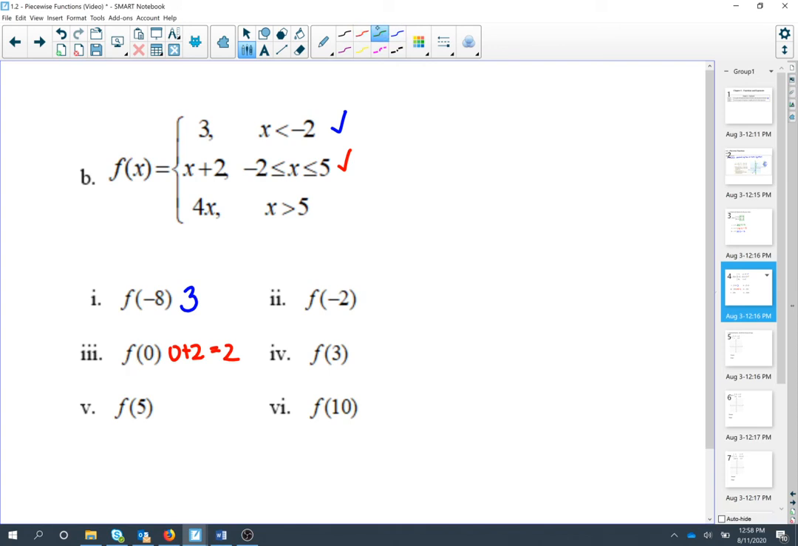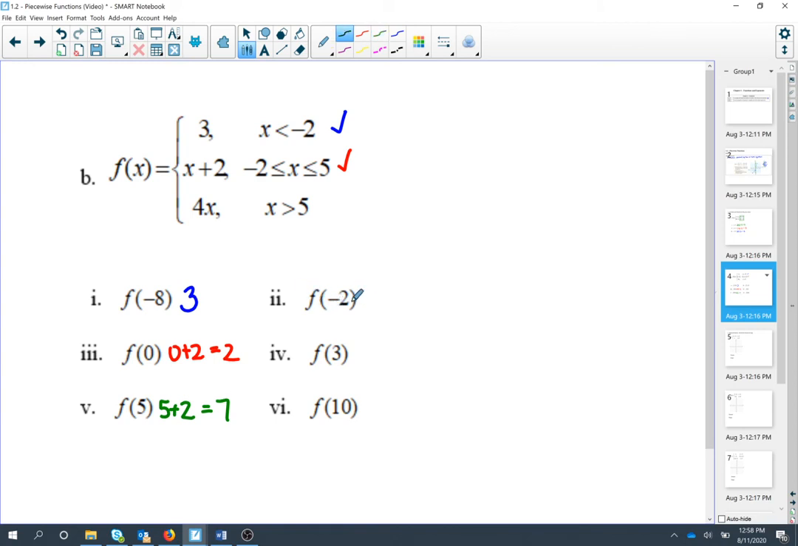Our number 5, and I realize I went down the page, not across the page, f of 5. So is 5 less than negative 2? Is it between negative 2 and 5, or is it greater than 5? And the key here is the equal to sign. So it is less than or equal to 5, so we're going to substitute it here. So 5 plus 2 is 7.